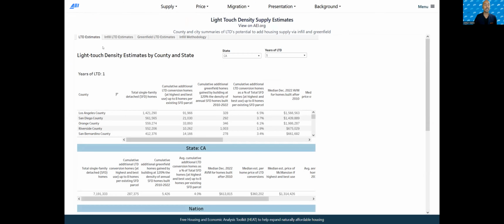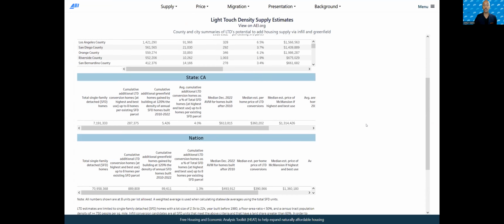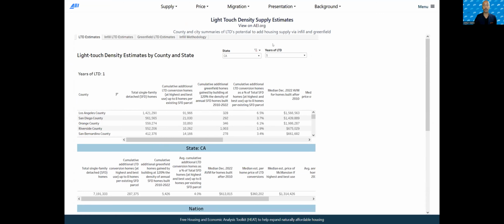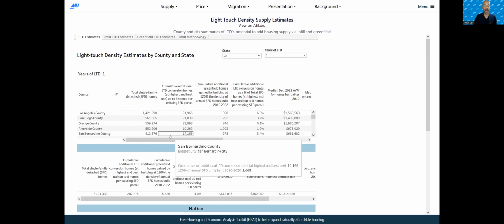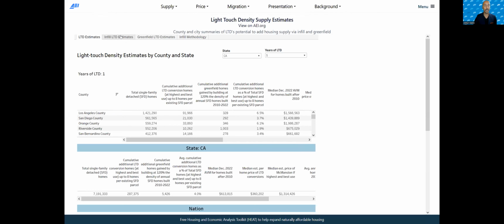This is a Tableau dashboard that we put together that reflects the content of the map and allows users to view the opportunity for light touch density over a given number of years in a given city, county, or state. And we have this projected out again for a county throughout the nation for which it applies. And then furthermore, we have more details available on both infill and greenfield LTD estimates, the latter of which I'll come into in a moment.